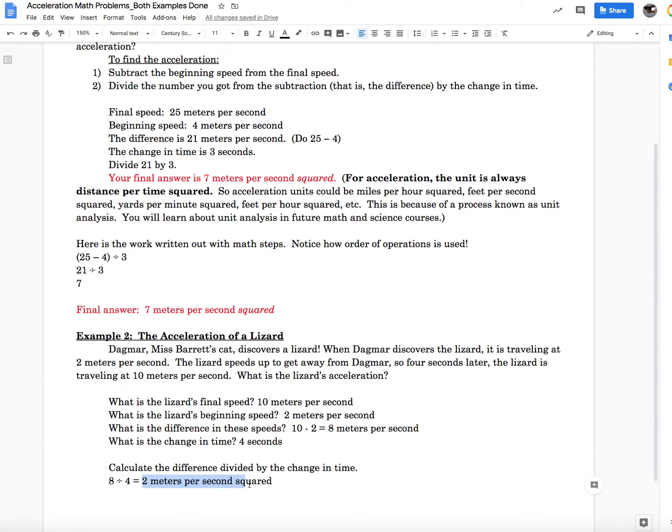In this case, it's really a coincidence that the acceleration ended up being the same number as the starting speed.